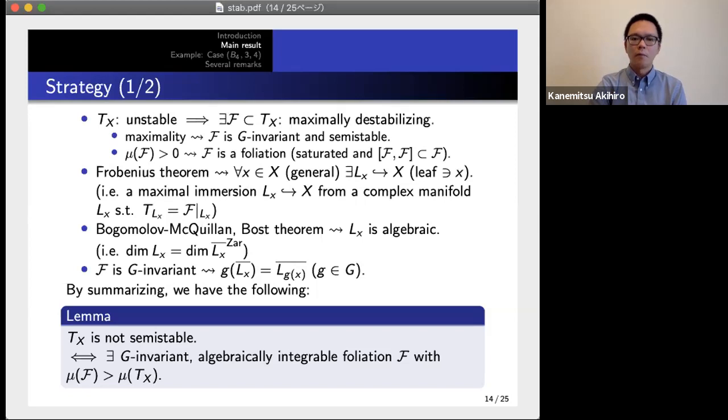Okay, then the theorem of Bogomolov-McQuillan or Bost tells us that the leaf L_x is algebraic. So the dimension of the Zariski closure of L_x in X is the dimension of L_x. Also, we have the action of G, since F is G-invariant. So if g is an automorphism, then the g-image of a leaf closure is the leaf closure of gx. By summarizing this, we have this lemma. The tangent bundle is not semi-stable if and only if there exists a G-invariant algebraically integrable foliation F whose slope is larger than the slope of T_X.